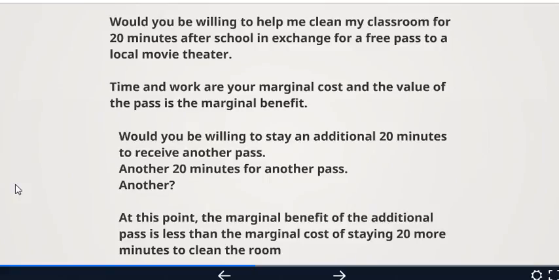Like, I would only do it so many times and then I'm done. I don't need any more movie passes. My time is more valuable than that. So the cost is more than the benefit.